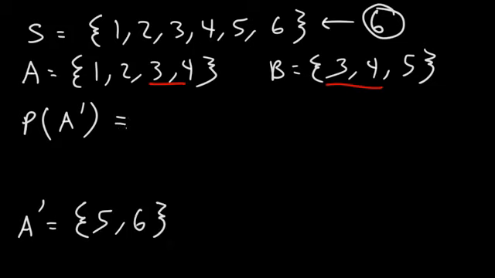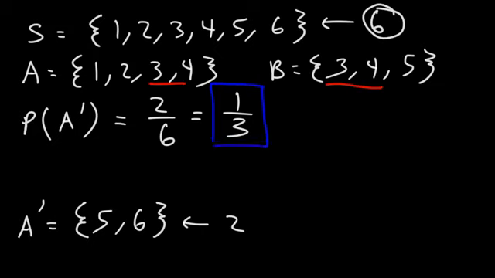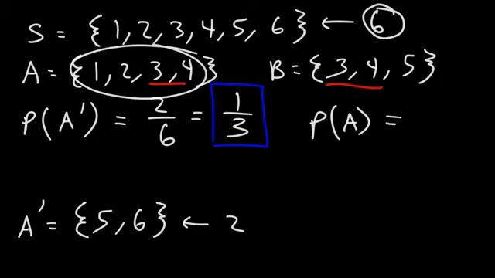So the probability of getting the complement of A: we have 2 favorable outcomes out of a total of 6, which is going to be 1 over 3. Now, what about the probability of event A occurring? What would you say? There's 4 favorable outcomes that lead to event A out of 6. So 4 over 6 reduces to 2 over 3.